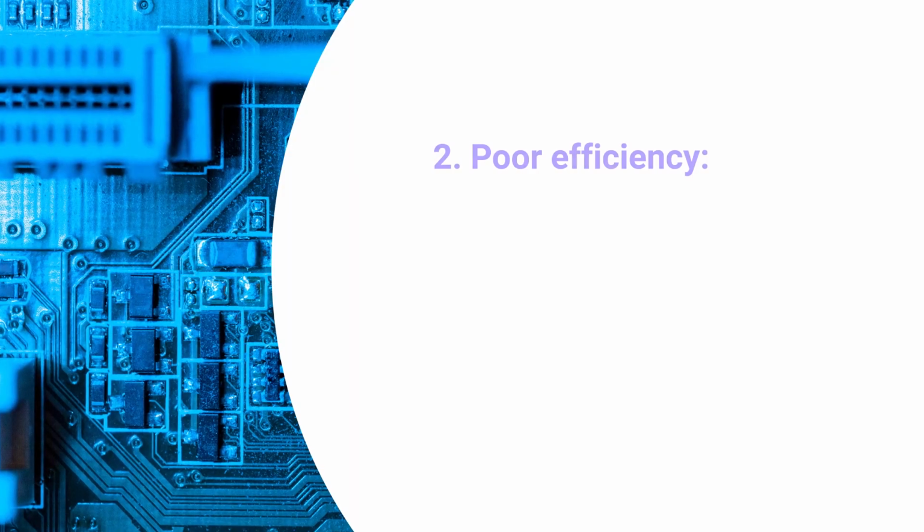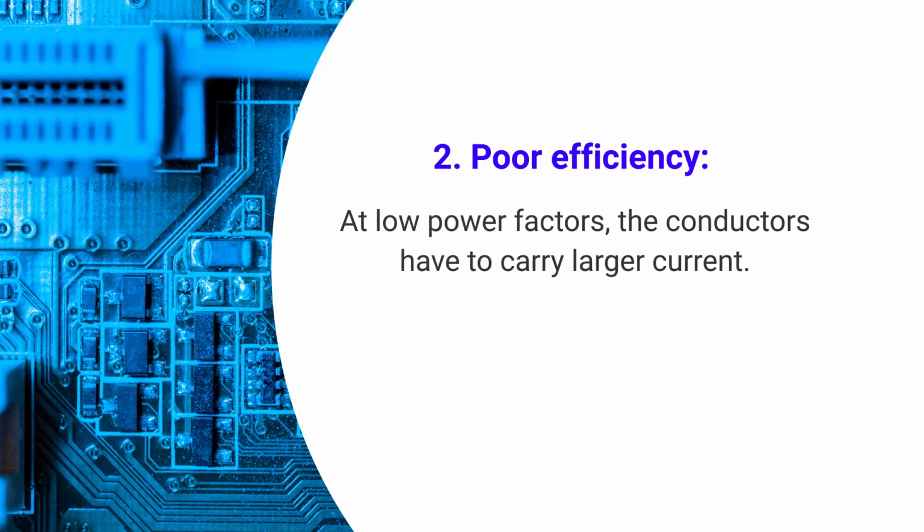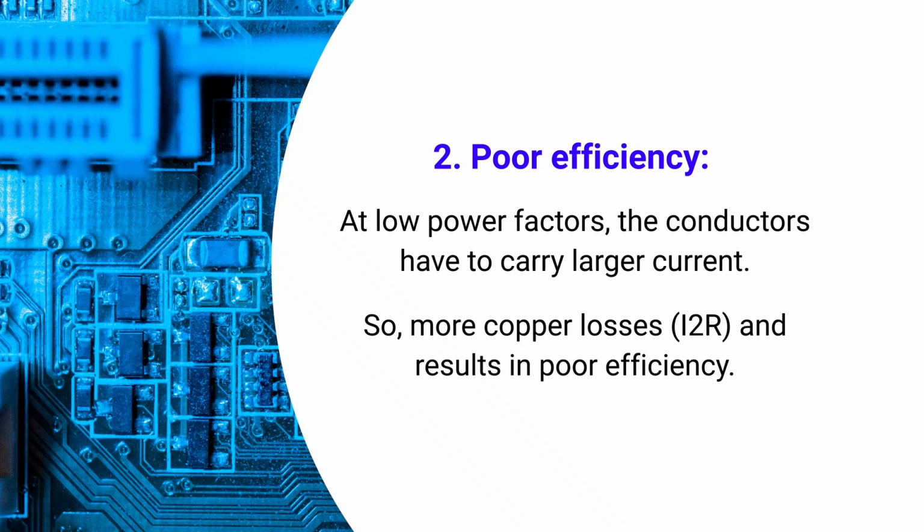Second disadvantage is what? Poor efficiency. Efficiency means what? Output upon input, right? So at low power factor, the conductors have to carry large current, that increases copper losses and results in poor efficiency. Because if losses are increasing, that means output is decreasing.